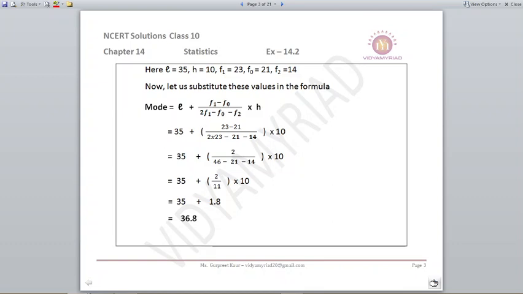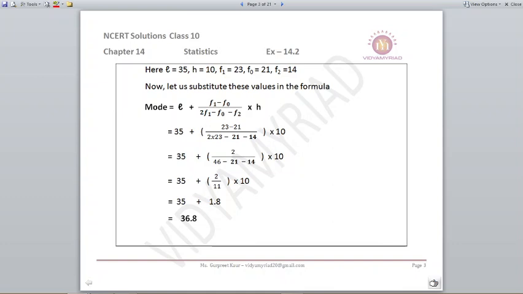Now what is L? We know our class. So according to the modal class, L will be 35, F1, F0 and F2. We know all the values we have written for ready reference, so we can put it into the formula. It becomes 23 minus 21 divided by 2 into 23 minus 21 minus 14 multiplied by 10. What is 10? The difference in the modal class. So solve this, you get 35 plus 1.8 which is equal to 36.8. So this is the value of mode.